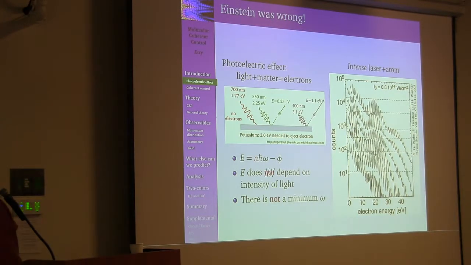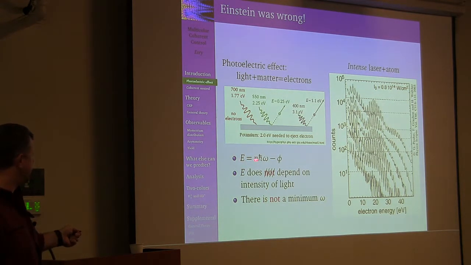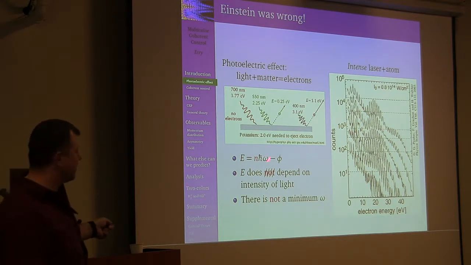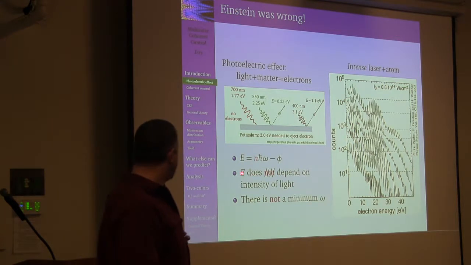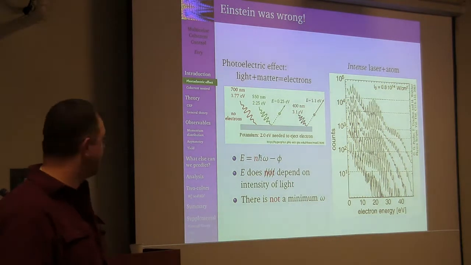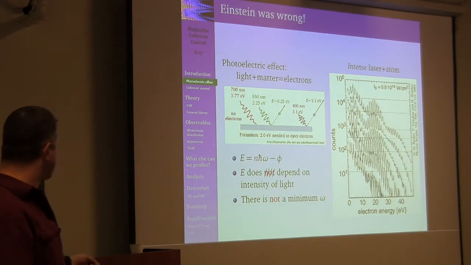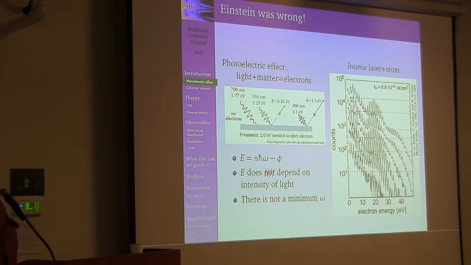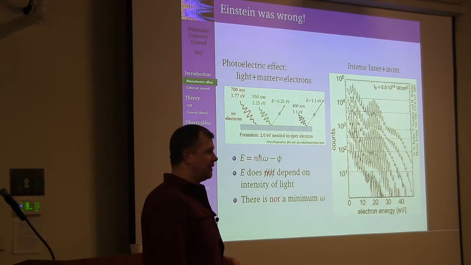So in that case, we should modify all the rules for the photoelectric effect, so that the energy of the free electron can be had from absorption of many photons, okay? And that the energy does not exactly depend on the intensity of the light, or it does depend on the intensity of the light. And that there's not a minimum ω, because you can absorb 3 photons, or 10, or 50 in principle, and still get electrons out, okay?